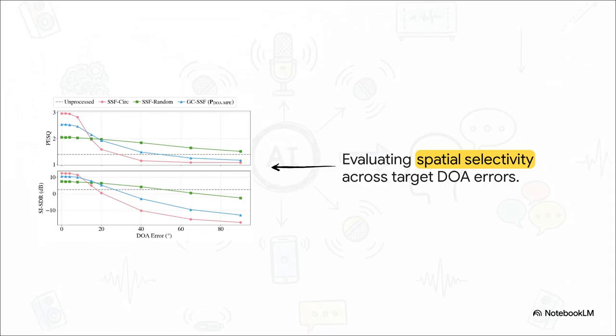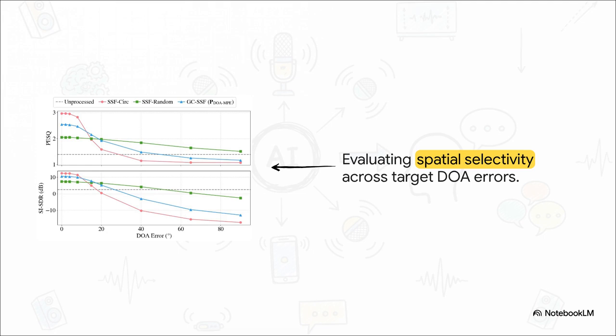But wait, we have to ask, is this system just doing some generic blanket noise reduction, or is it actually listening directionally? So the researchers set up a stress test. They essentially lied to the AI. They'd tell it the speaker's at 90 degrees when they're actually at 45. And as you can see, as that error increases, the GC-SSF's performance drops sharply.